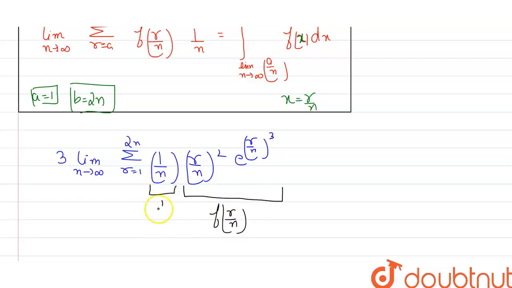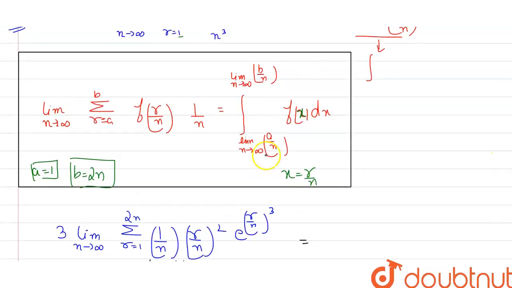The 1 by n value we already know. After this, what I have to do is find the limit values. Here I have to find the lower limit and the upper limit value.